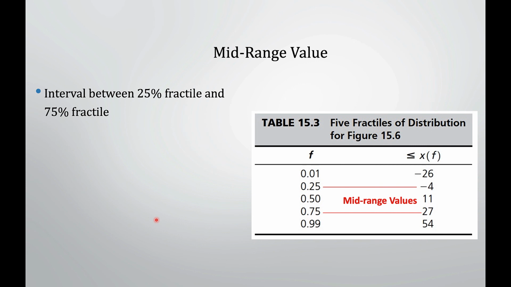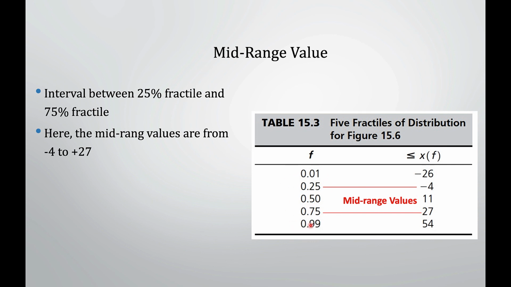Okay, so the first thing we want to define, the first concept we want to introduce, is called the mid-range value. It is the values of the measure that are between the 25% fractile and the 75% fractile. Okay, so here for the distribution that we just saw before, the mid-range value corresponds to the values between -4 and 27. Again, the mid-range value refers to the values of the measure rather than the fractile.